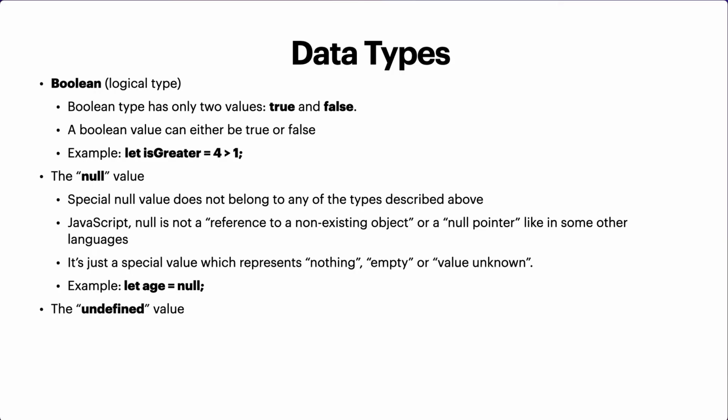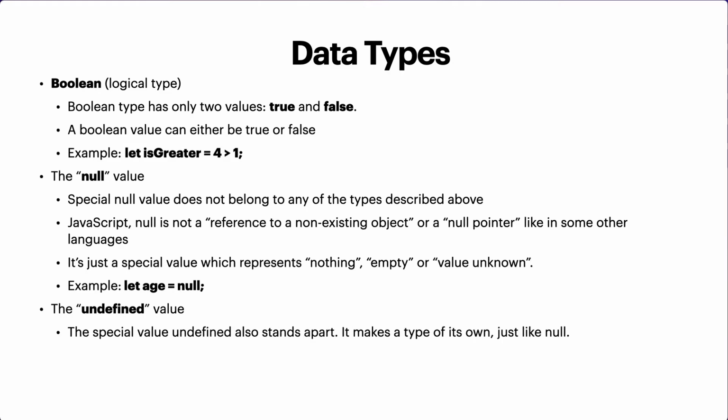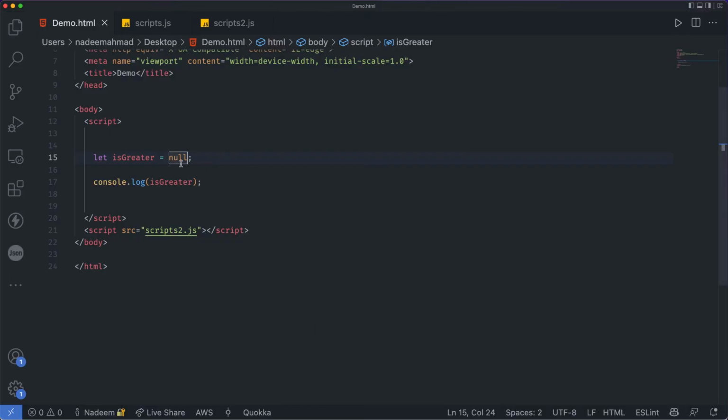Another type we have is the undefined type value. The special value undefined also stands apart. It's different from the other data types. It makes a type of its own, just like null. It's somewhat similar to null, but the meaning of undefined is value is not assigned. Like there is no value at all. So null is different than undefined because this variable still has some value that is null.